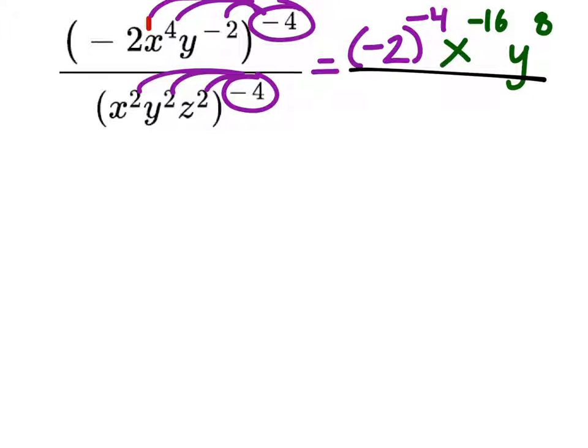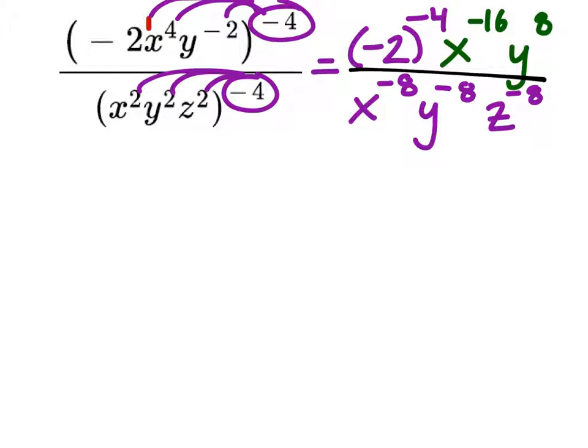This is all over, and we did multiply these in the denominator as well. X to the power of 2 times negative 4 is negative 8. Y to the power of 2 times negative 4 is still negative 8. And z also, 2 times negative 4 is negative 8 there.